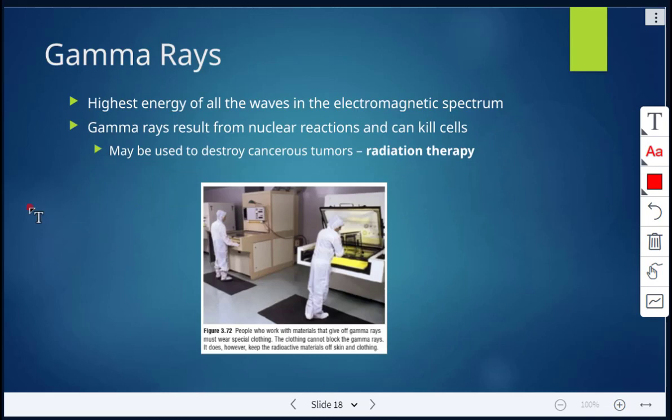Gamma rays, these are the ones on the right side that we saw on the electromagnetic spectrum. These are the highest energy of all the waves in the electromagnetic spectrum. They result from nuclear reactions. They can kill cells, so they can be used to destroy cancerous tumors. That is radiation therapy. But again, people that work with gamma rays have to wear special clothing and special equipment just to keep that radioactive material off the skin.